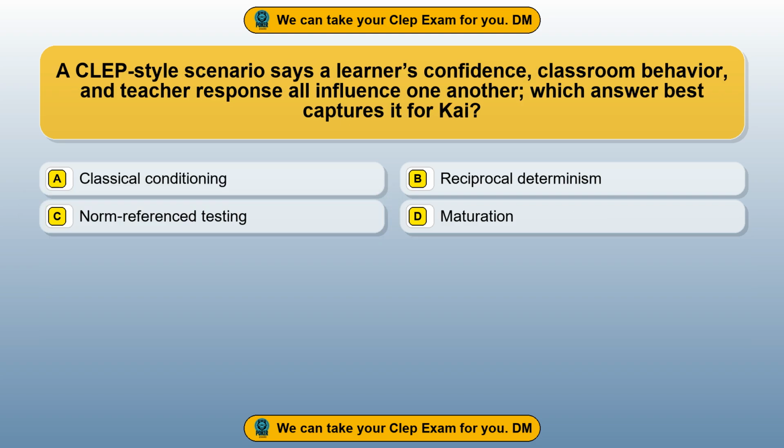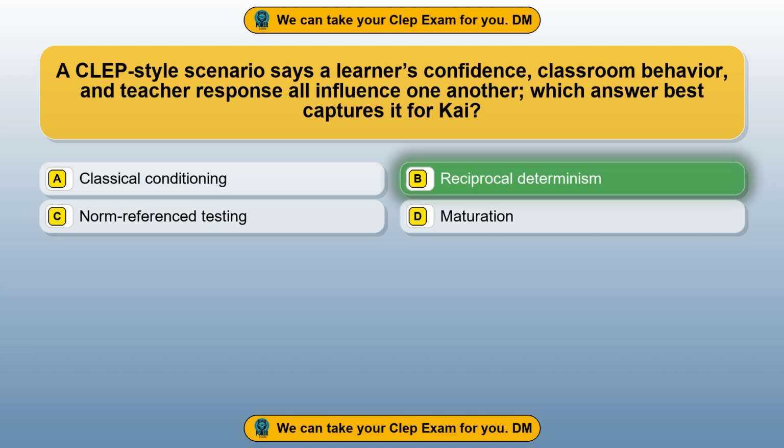Question 11. A CLEP-style scenario says a learner's confidence, classroom behavior, and teacher response all influence one another. Which answer best captures it for Kai? Option A, classical conditioning. Option B, reciprocal determinism. Option C, norm reference testing. Option D, maturation. The correct answer is option B, reciprocal determinism.